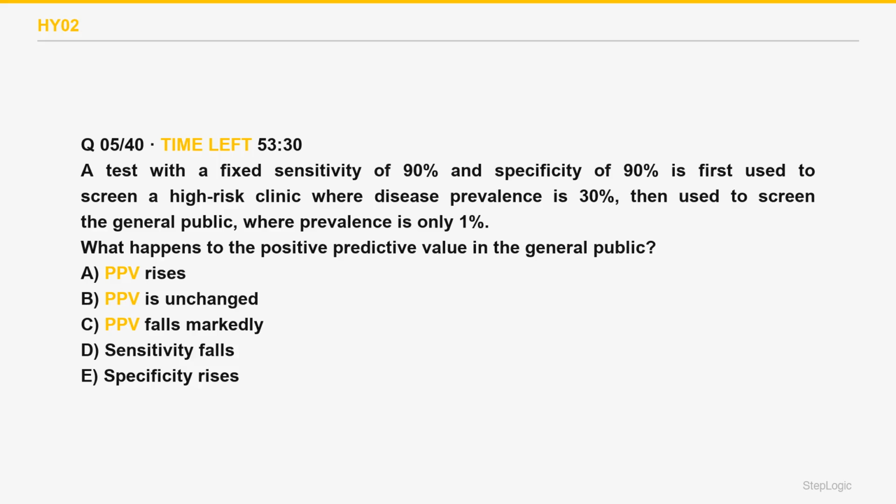What happens to the positive predictive value in the general public? A test with a fixed sensitivity of 90% and specificity of 90% is first used to screen a high-risk clinic where disease prevalence is 30%, then used to screen the general public where prevalence is only 1%. Read the command: PPV when prevalence drops to 1%. Rare disease means most positives are false alarms.